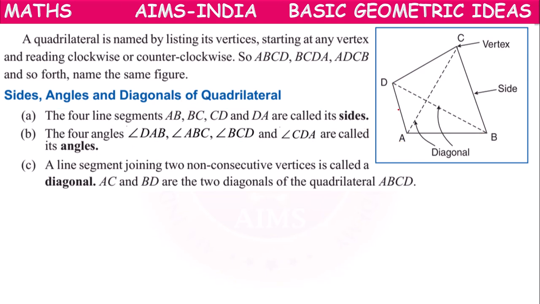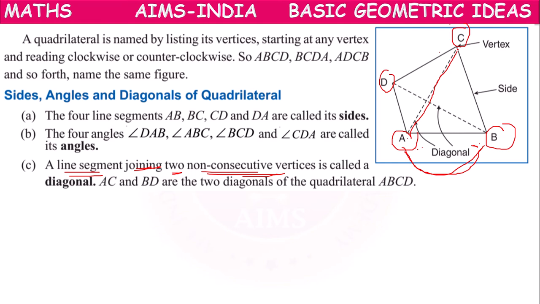And along with 4 sides and 4 angles, the line segment joining the two non-consecutive vertices. So here A is one vertex, B is one vertex. These two are consecutive vertices, whereas A and C are non-consecutive vertices because they are not immediately next to each other. In the same way, B and D are non-consecutive vertices.